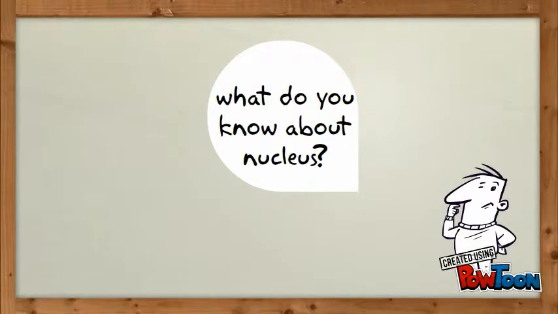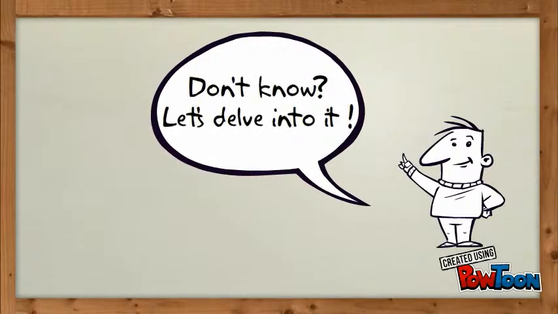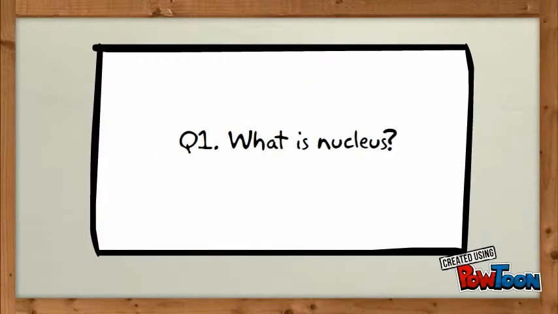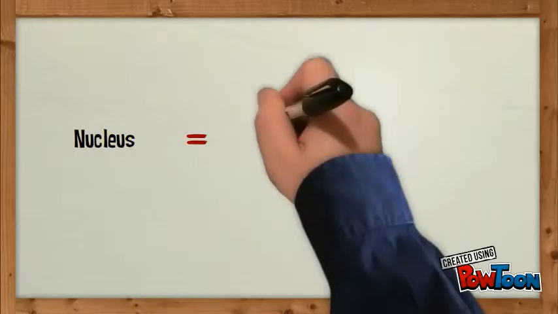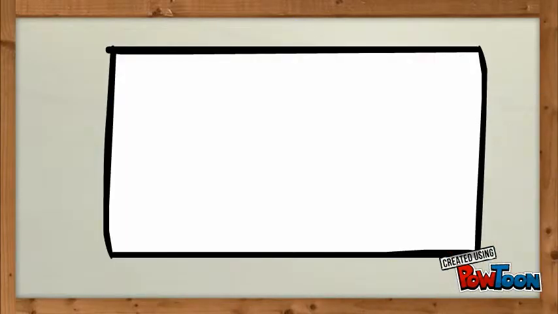Now, what do you know about nucleus? What does it look like? Where is it found? What is the function? And how it operates? Do you know? Let's delve into it. Now, the first question, what is nucleus? Now, the answer would be a membrane enclosed organelle found in eukaryotic cells.